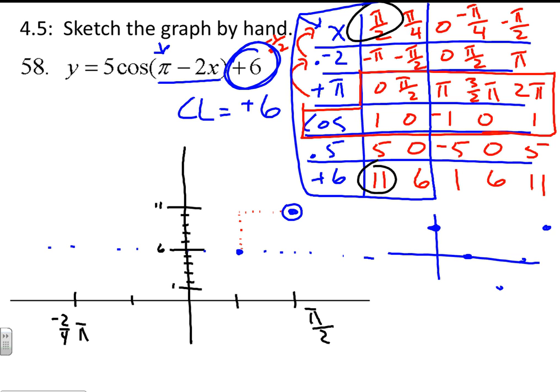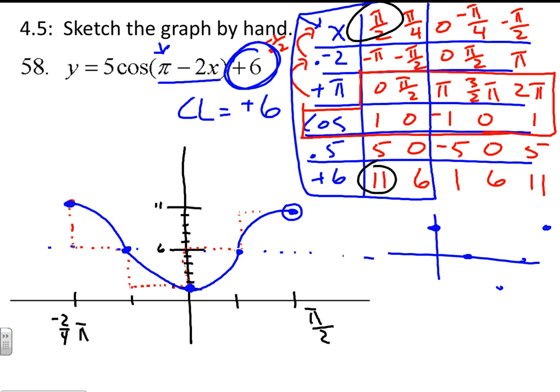where am I going next? Over one increment, down 5. Now I recover to center line. Over one of my counting increments, up 5. Isn't that awesome? Over one of my increments, up 5. Whoops, should have made that one in blue. There is my translated graph.